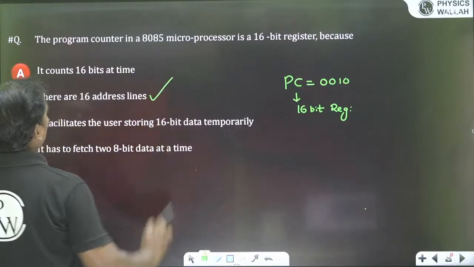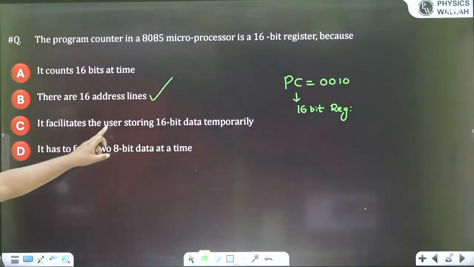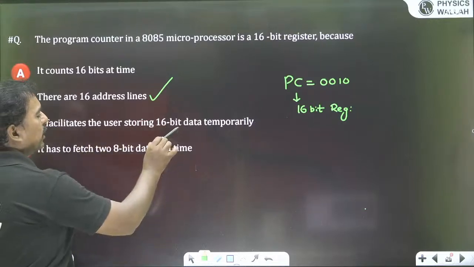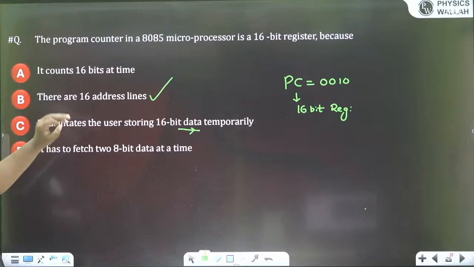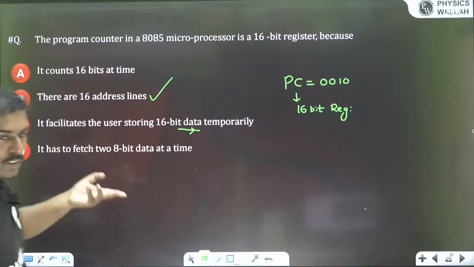Yes, that is the right answer. It facilitates the user storing the 16-bit data. No, it is not the data, it is address. Okay, so there are 16 address lines, that's why PC will be a 16-bit register.